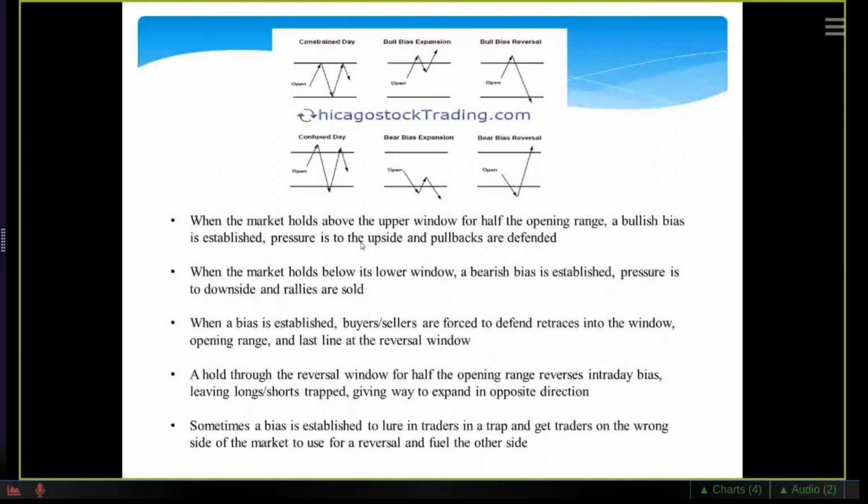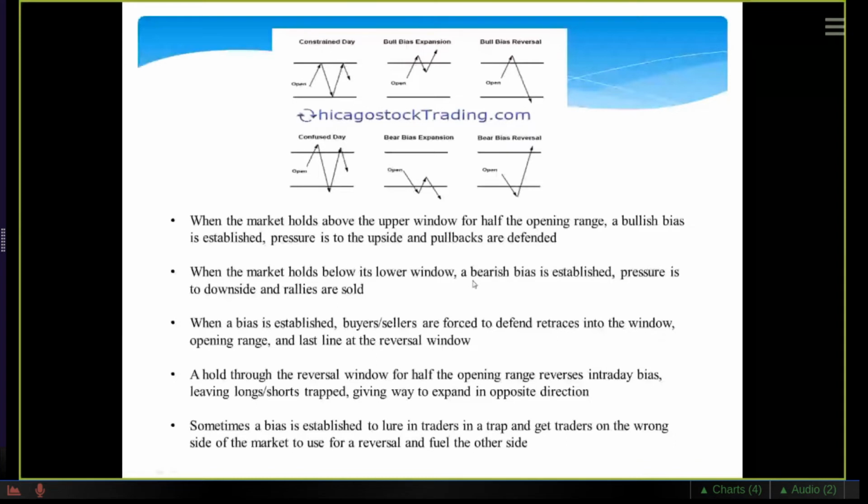Those can work very well when you're looking for traps, but most of the time you want to go with the momentum or with the flow. If you have a bullish bias and you're selling, you're fading that. And the same thing: if the market holds below its lower volatility window, a bearish bias is established, pressures to the downside, and rallies are to be sold.